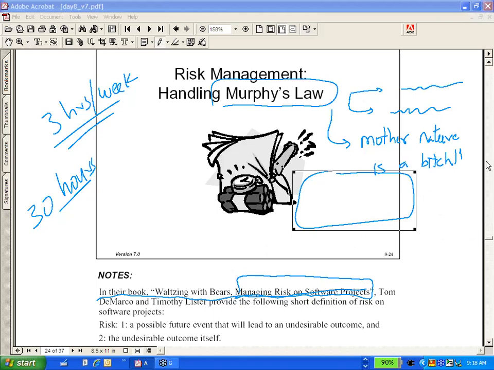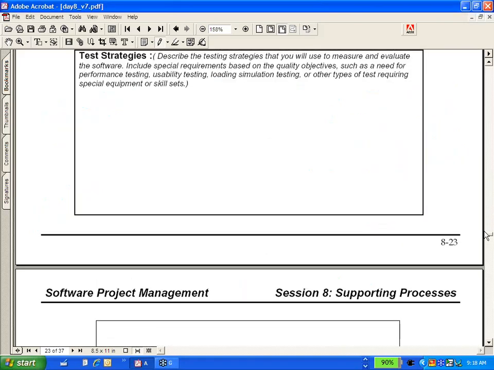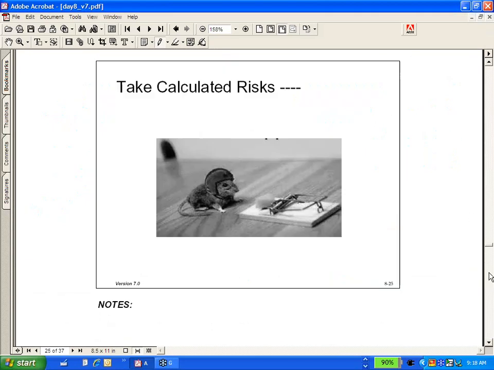So how do you do risk management? As a project manager, how do you do risk management? This is how you do risk management, and you have to memorize it. I love this photograph, Take Calculated Risks. It's a pretty cute picture of a mouse trying to get the cheese, but he knows that he'll get hit on the head by this thing, so he's wearing a helmet, but he's still going for the cheese. Take calculated risks, but you've got to take risks.